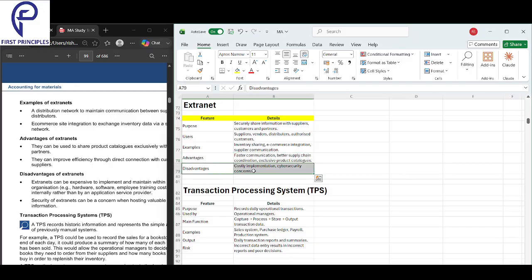What are the disadvantages? It is costly to set up, and there is some cyber security risk also.